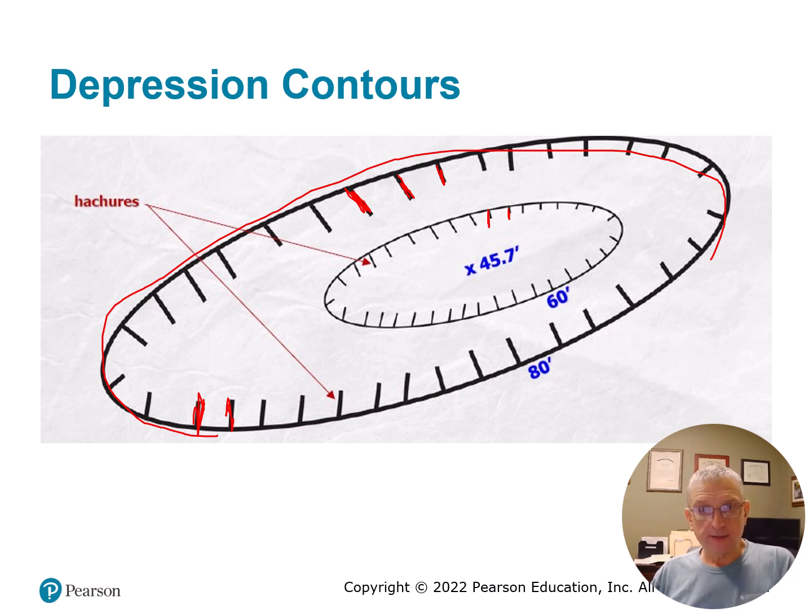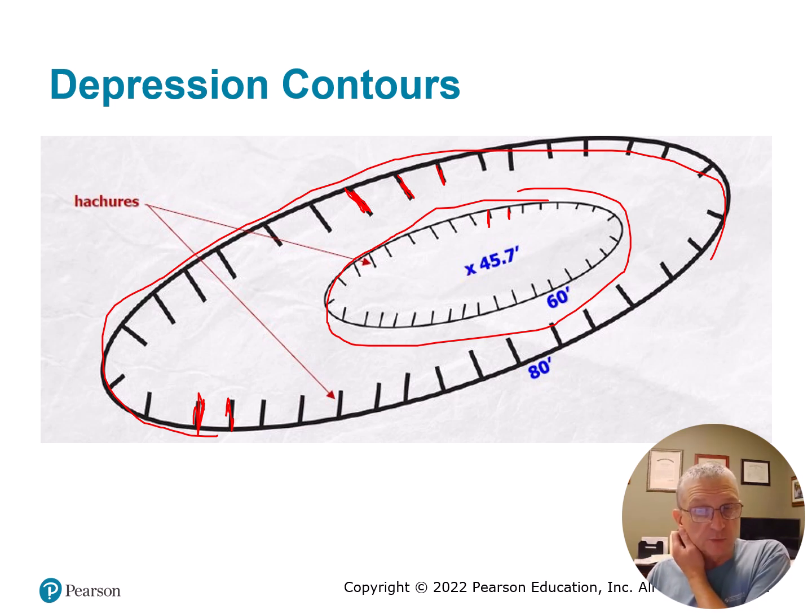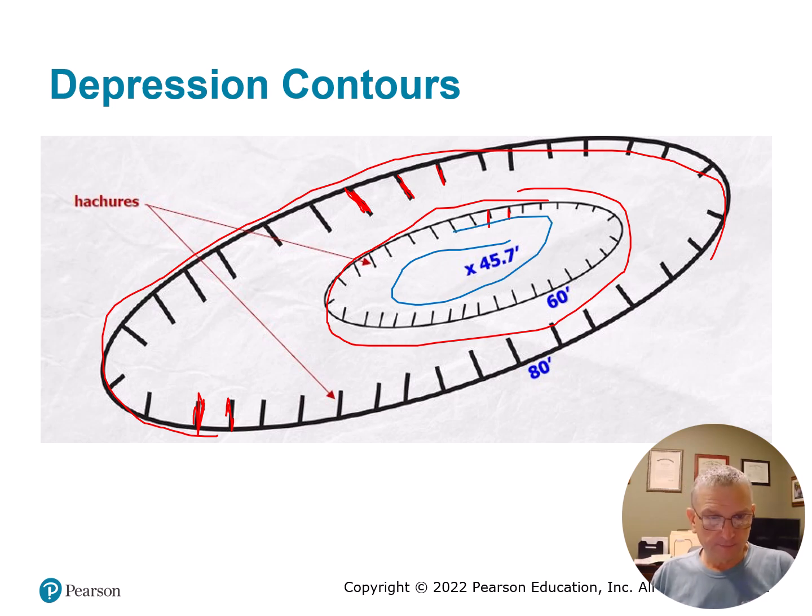And here you've got the 80 contour, and then the 60 contour, and then the bottom is right here where this X mark is. And they're telling us that it's 45.7. We know it's between 60 and 40 because if it was lower than 40, we would have another contour line in here, but we don't.